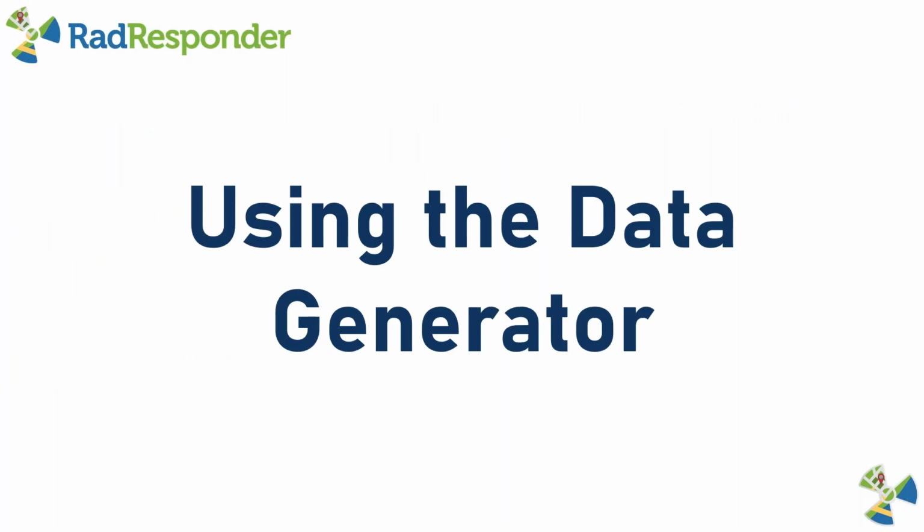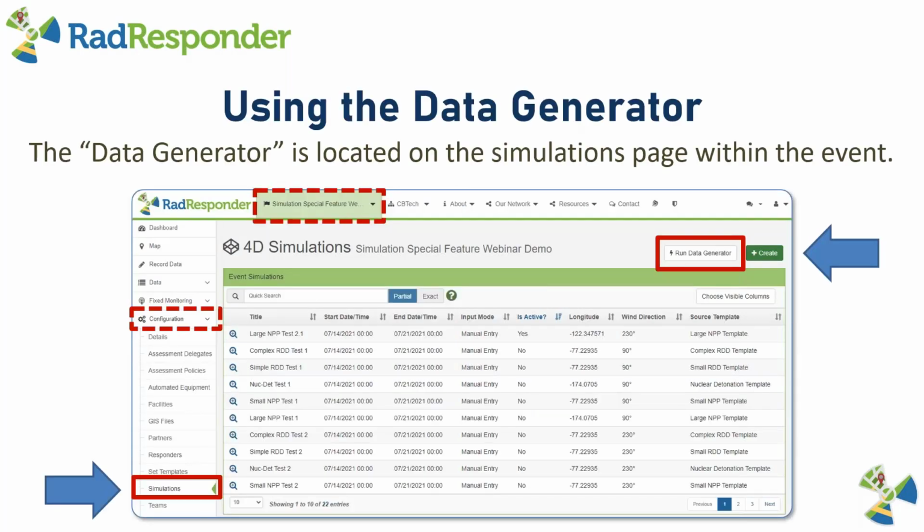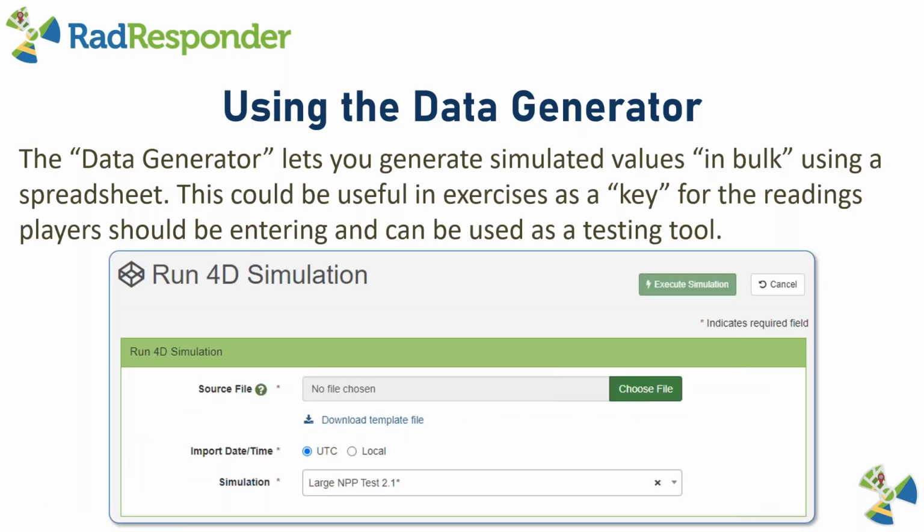In this final section, I want to touch on the data generator. The data generator is an option you're going to see in the simulation menu. Again, if you're an event manager in the event, you'll see this user interface. It's right next to the create button, where I see a run data generator option. The data generator lets me generate simulated values in bulk, so to speak, using a spreadsheet. This could be useful in exercises as a key for the readings players should be entering and seeing. It could also be used as a testing tool.